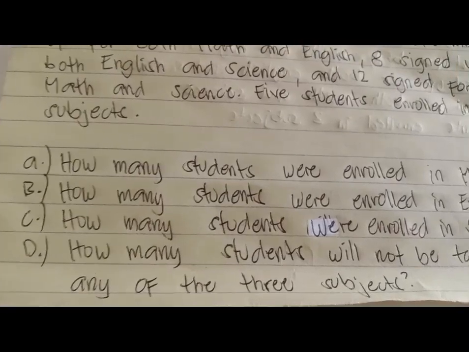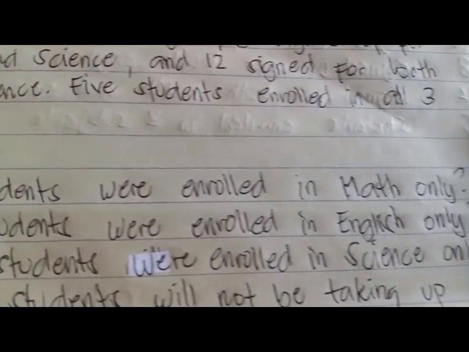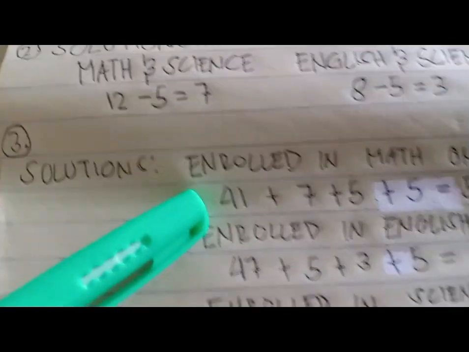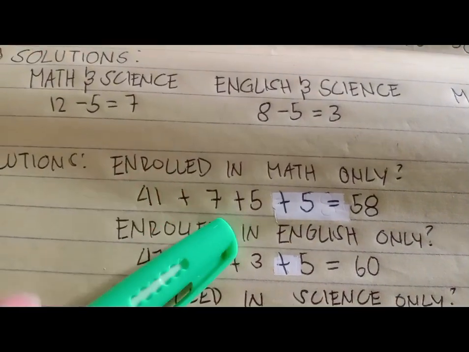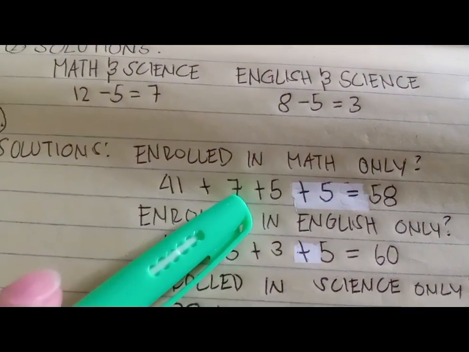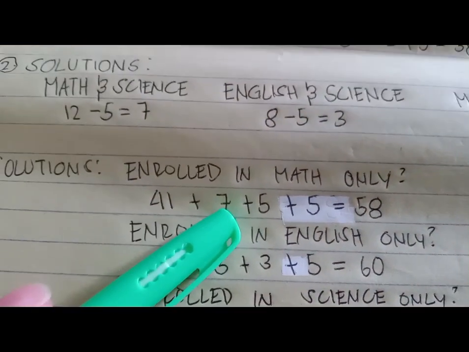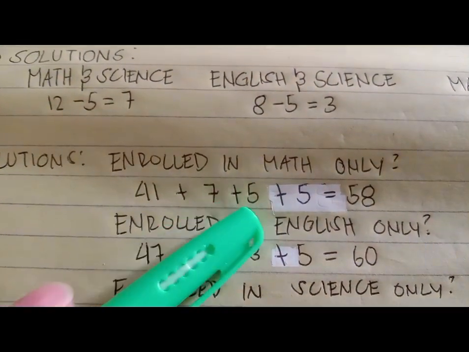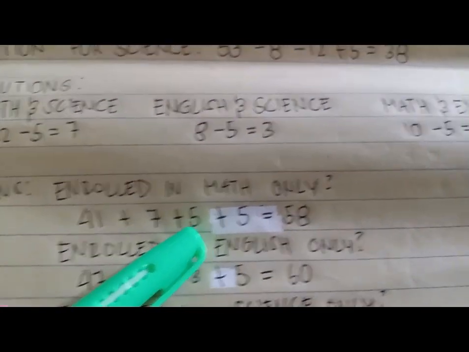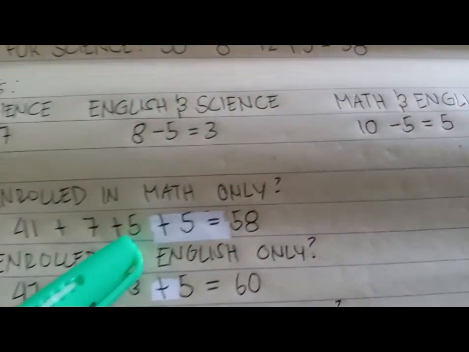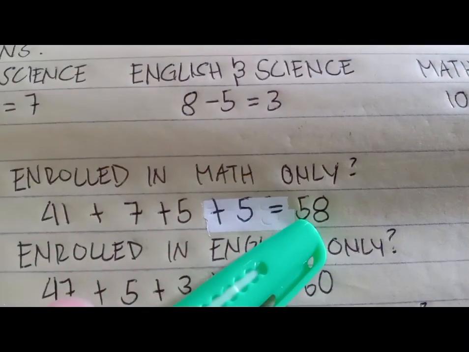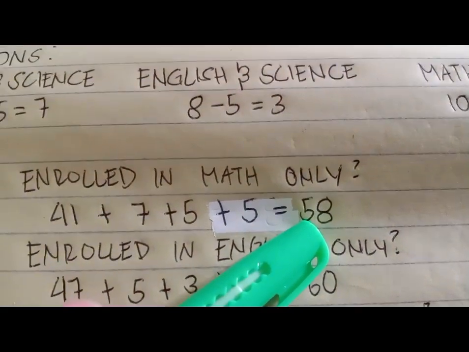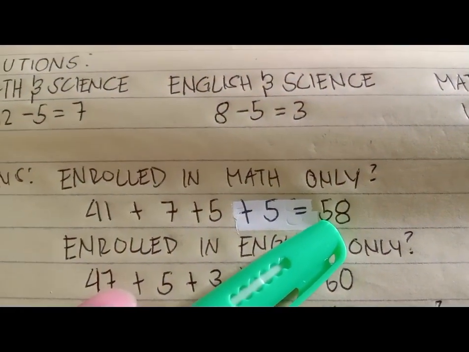So question A, how many students were enrolled in math only? So here is the solution for math only. So we have 41 from math, plus 7 for those students signed math and science, plus 5 for those students math and English, plus 5 for those students enrolled in all 3 subjects is equal to 58. So that's why we have 58 total in math.